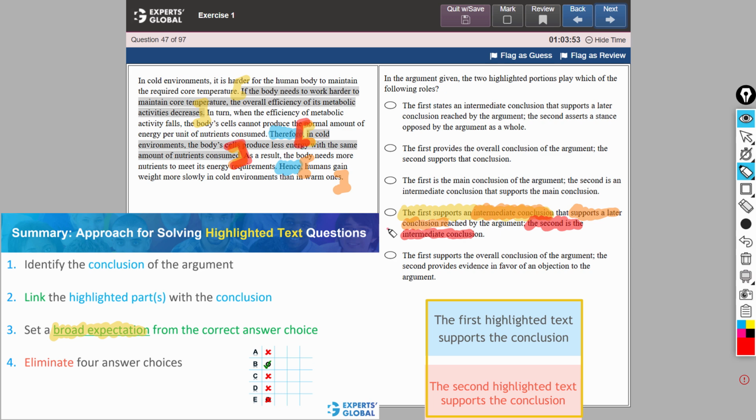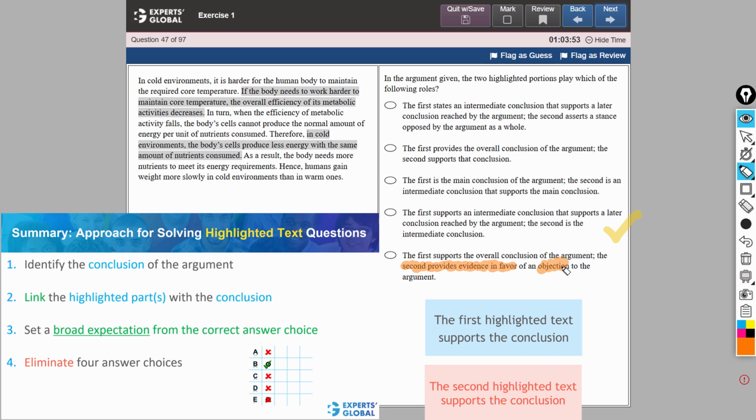So answer choice D uses very different terms from what we were expecting, but it suggests roles which are quite in sync with our broad expectation from the correct answer choice. Therefore, D is going to be the correct answer choice. No, the second does not provide evidence in favor of something that objects the argument. Both first and second highlighted texts are very much in sync with the argument.